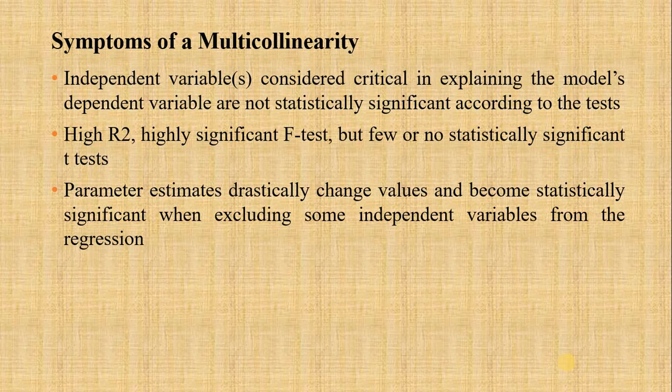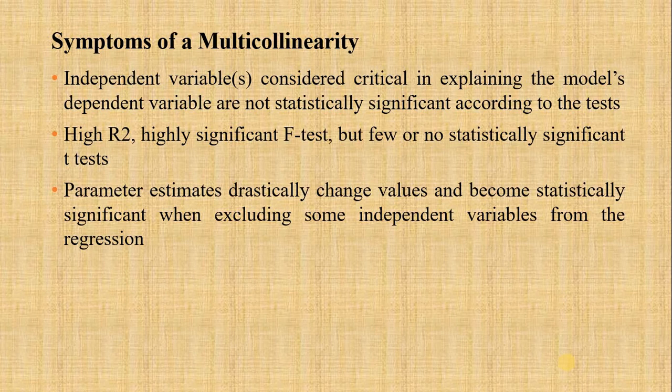Still there is a suspect, you can suspect that there is a possibility of collinearity or multicollinearity. Okay, second one, high R square, a significant F test, high F value, but T stats are not significant. This is the most important symptom of multicollinearity. If you look at your data, your R square is very high, your F stat is also significant, but T stats are insignificant, then you can suspect that there is a problem of multicollinearity.